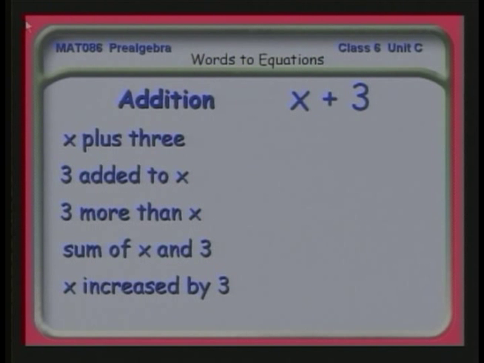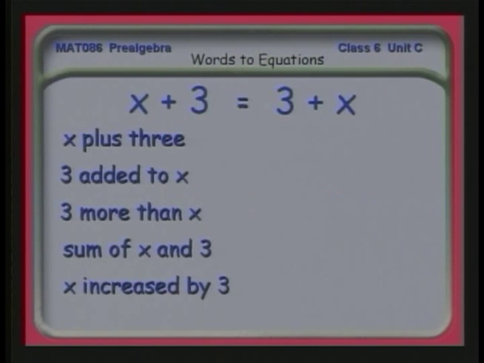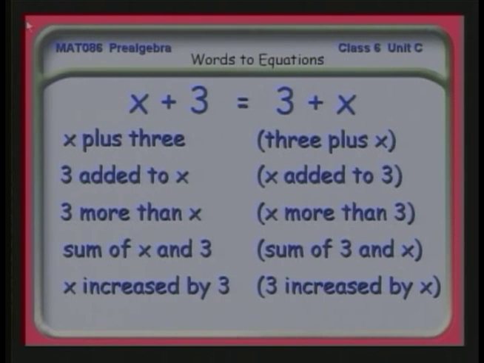X plus 3. Now remember that x plus 3 is the same as 3 plus x, so that if you say that backwards, you still mean the same thing. X plus 3 is the same as 3 plus x. 3 added to x is the same as x added to 3. You might swap it around, but mathematically you're going to say absolutely the same thing.